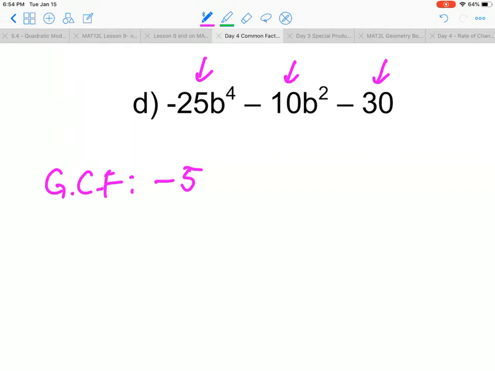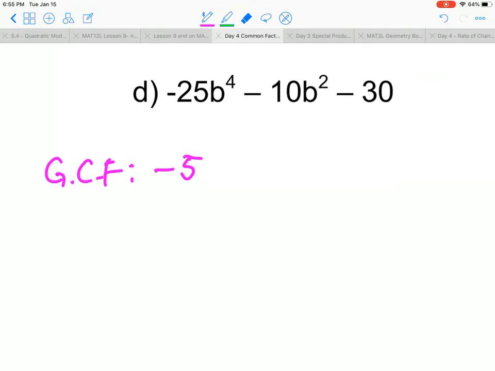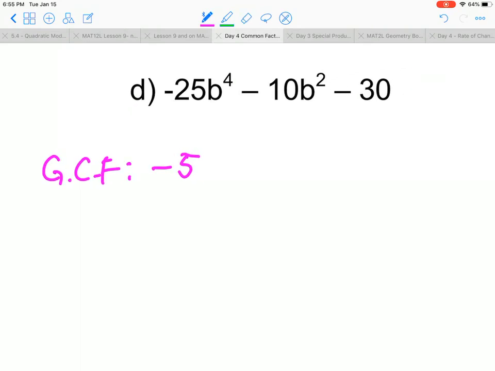If you take a look at all three terms, the first term has b to the power of 4. The second one is b squared. The third one does not have b, so b is not the common factor anymore. So b is out of our common factor, so we don't have to write b. If you put b here, that is completely wrong since the last term does not have b.